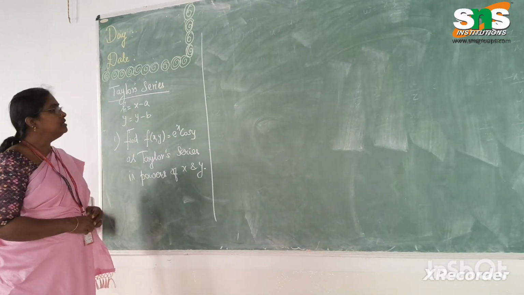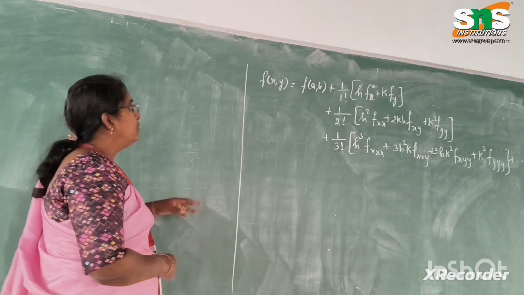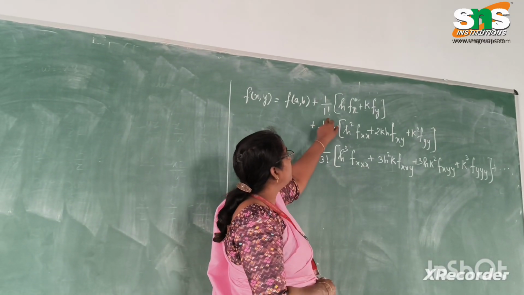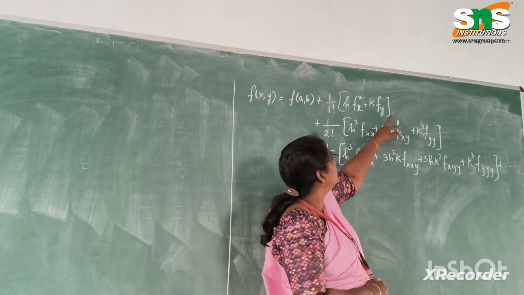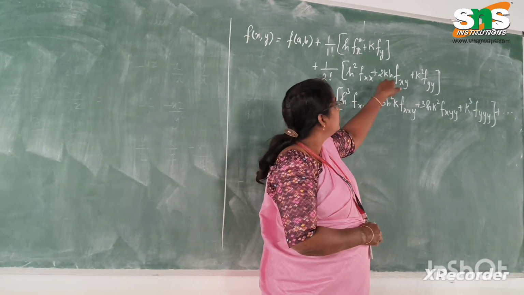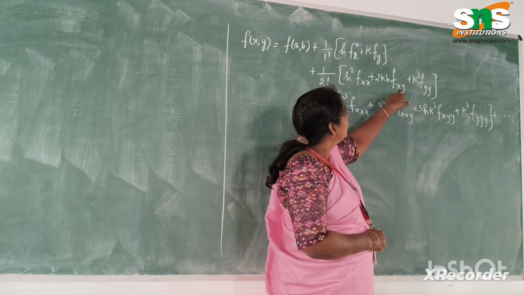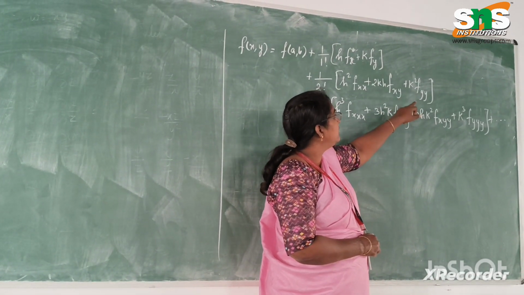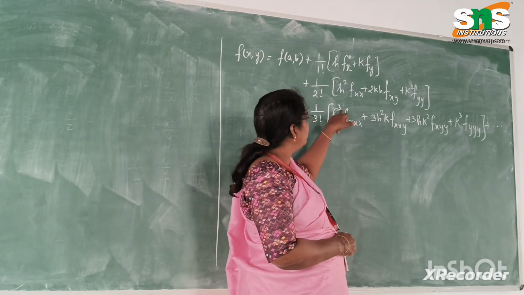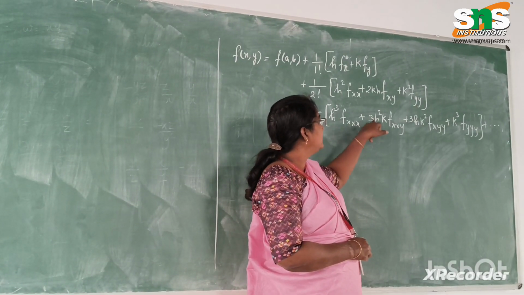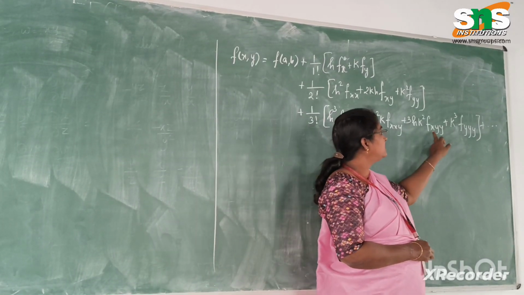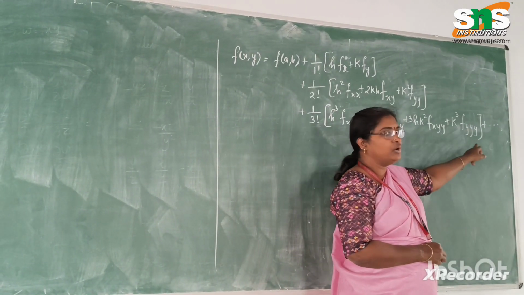The formula for the Taylor series, for a function f of x comma y, where two variables are involved, is f of (a, b) plus 1 by 1 factorial times (h fx plus k fy), plus 1 by 2 factorial times (h squared fxx plus 2hk fxy plus k squared fyy), plus 1 by 3 factorial times (h cubed fxxx plus 3h squared k fxxy plus 3hk squared fxyy plus k cubed fyyy), and so on.